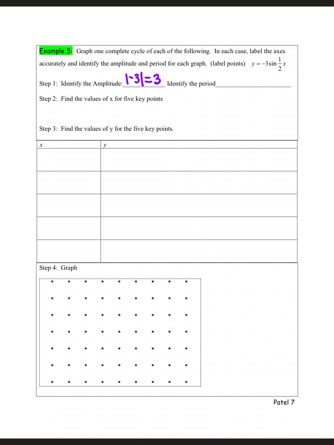The period here is going to change because notice it's not just 1 now. This is 2 pi over that 1/2. And 2 pi divided by 1/2, flipping the fraction, that's 2 pi times 2 over 1, which gives me 4 pi. So now my period is 4 pi. So this time I'm going from 0 to 4 pi, and that's going to be 1 period.